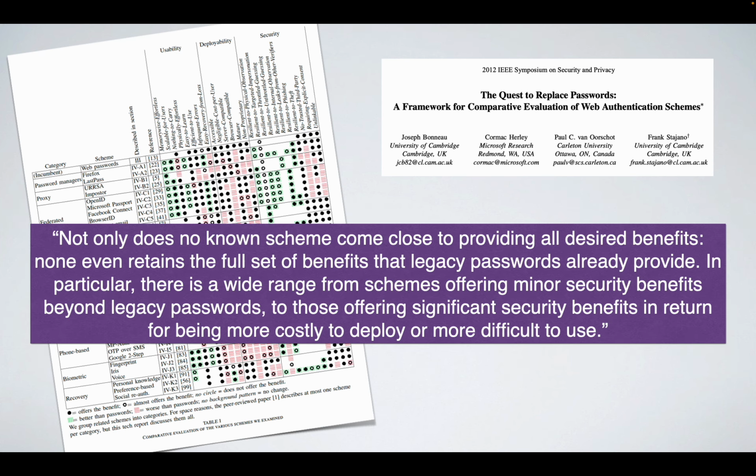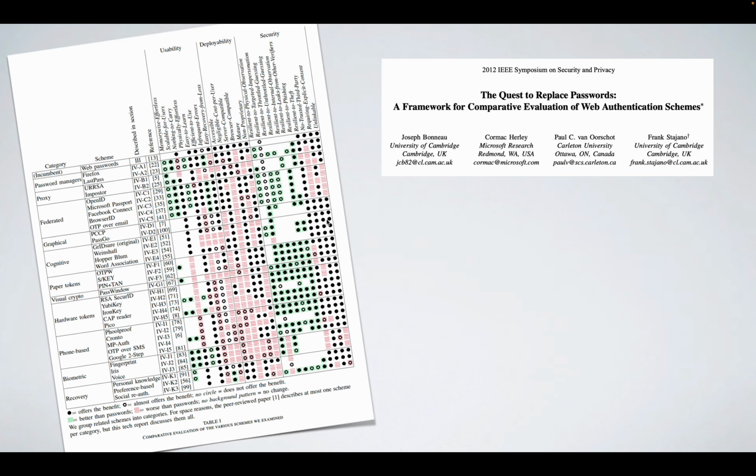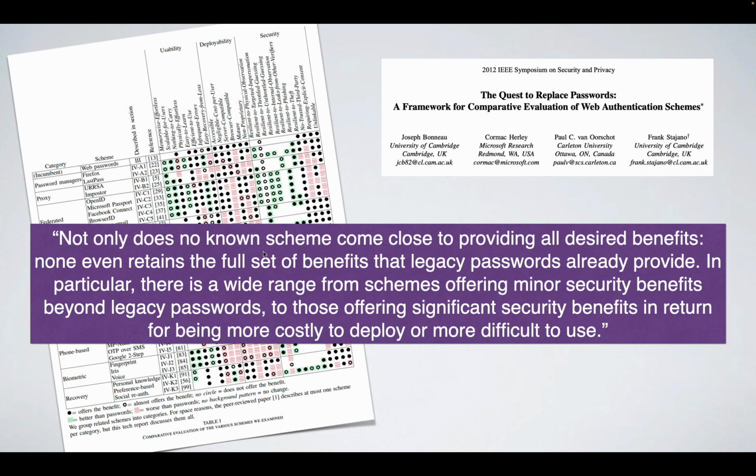Okay, oh yeah, one thing I'll read is a quote from the paper. If you look at this again, you could ask which system is best again. Again, there's not a clear answer. Even if you count the dots up, it's probably not going to be that informative. And what they say at the end of the paper is, not only does no known scheme come close to providing all the desired benefits, meaning no scheme gets dots all the way along, none of them even retain a full set of benefits that legacy passwords already provide.